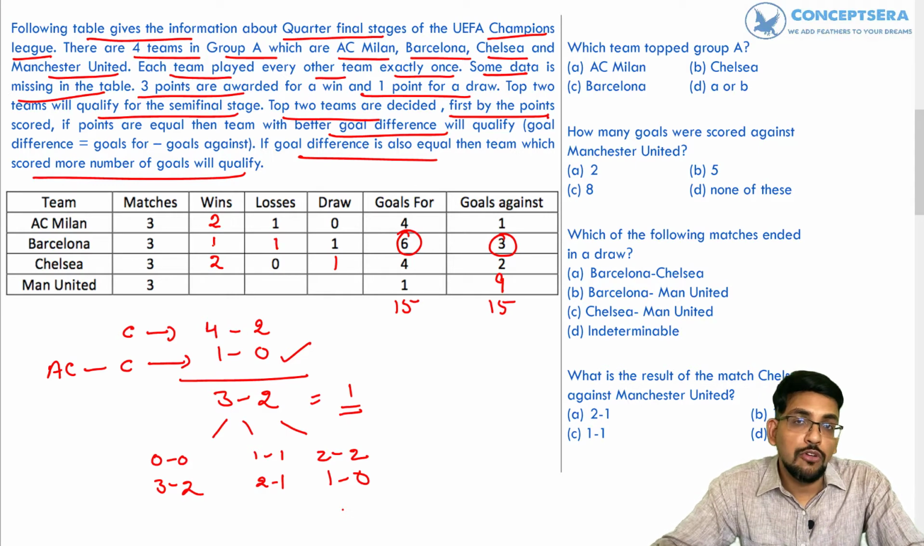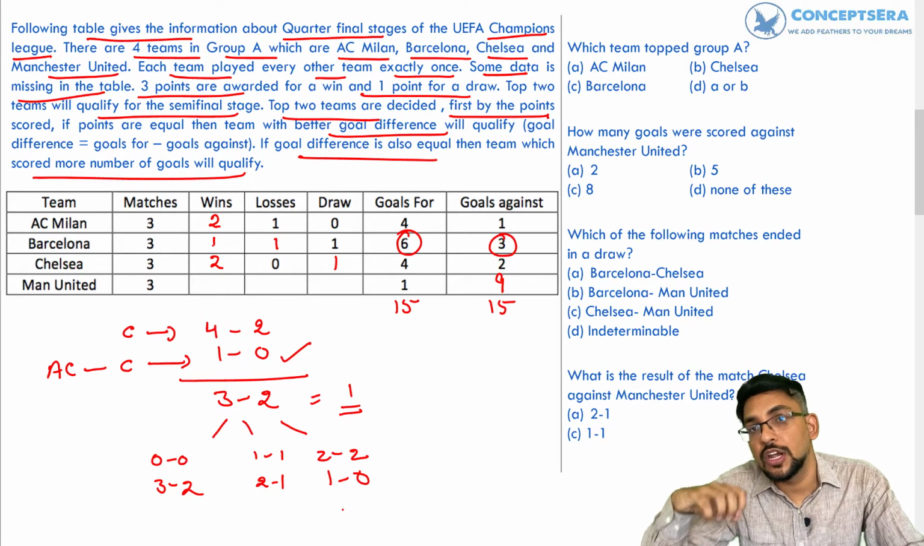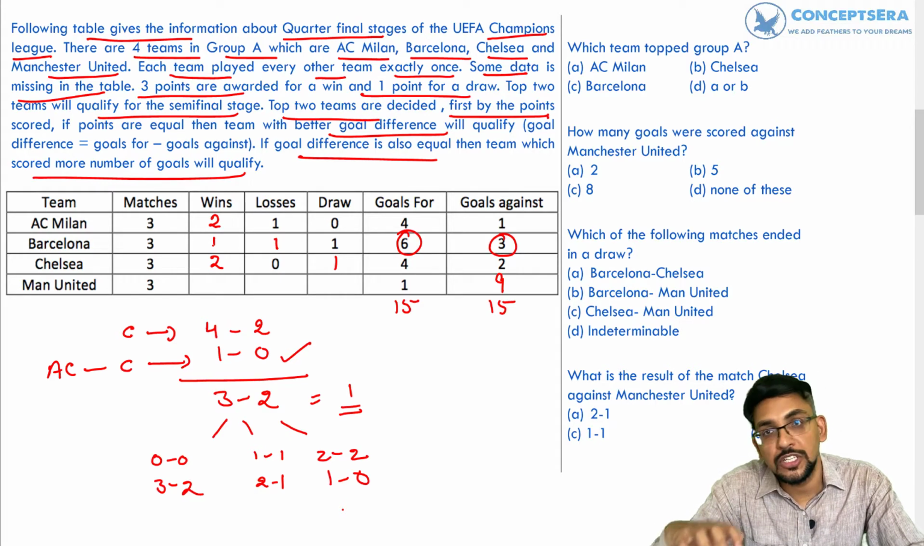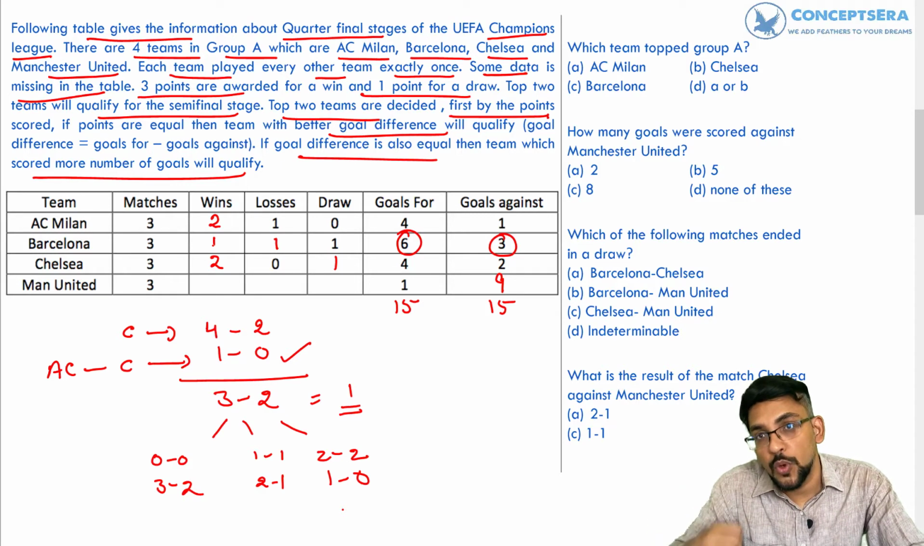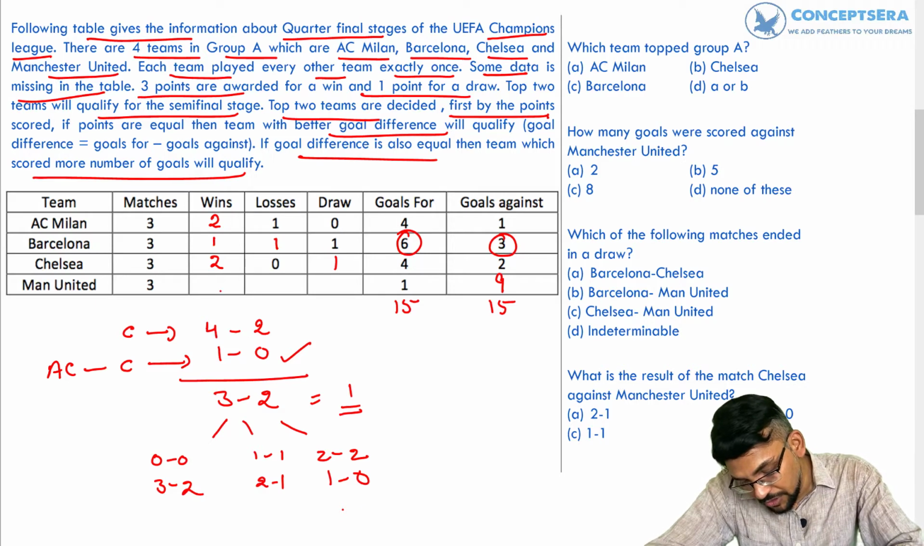Now what we can decode from here, as we know, the number of matches won should be equal to the number of matches lost. Because if some team is winning the match, then the other team is losing the match. So the total number of wins till now is equal to 2 plus 1 plus 2, 5. It means the total number of losses should be equal to 5.